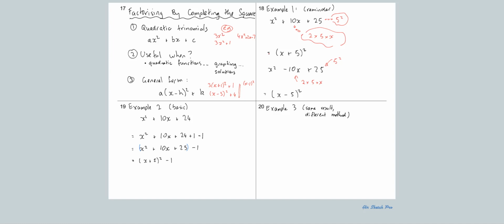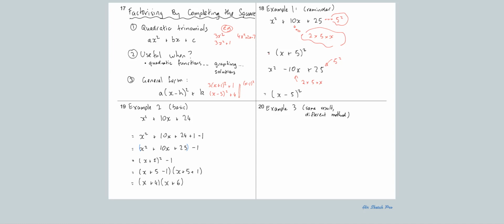But I just wanted to point out something else, and it's okay if you don't quite get this, that this is actually, at this point, also a difference of 2 squares. So I would have x plus 5 minus 1 multiplied by x plus 5 plus 1, which is equal to x plus 4 multiplied by x plus 6. So I would call this format here partially factorized. We've factorized a bit of it, and I'd call this fully factorized, which is useful as well for other reasons. So there you go.